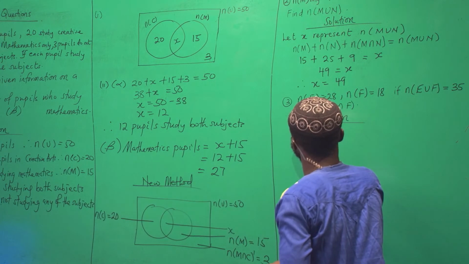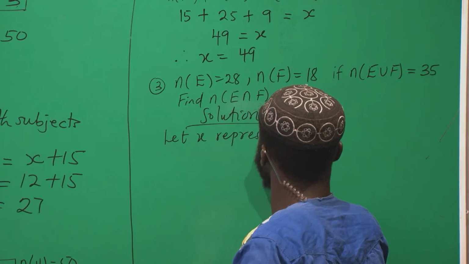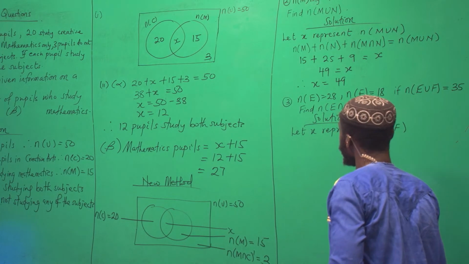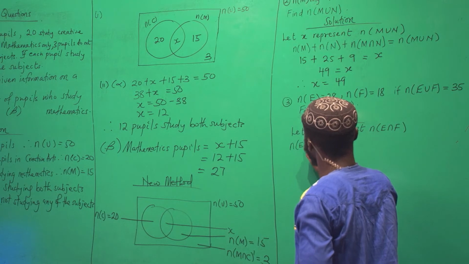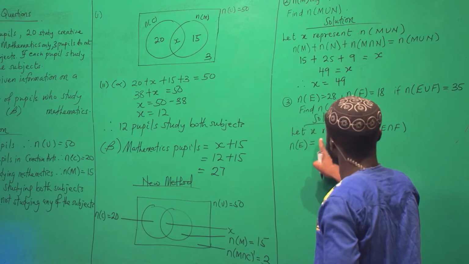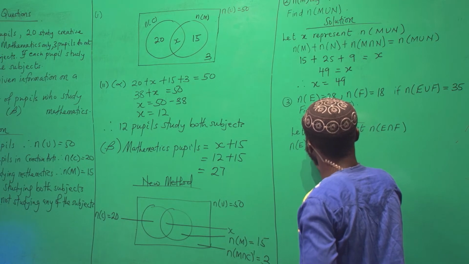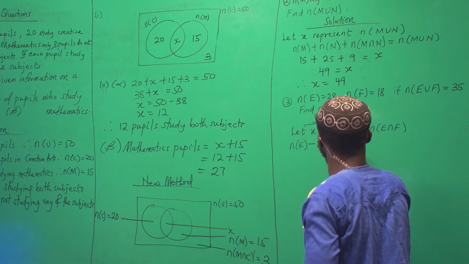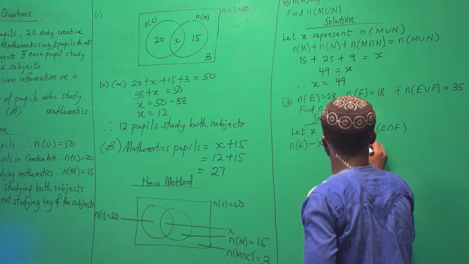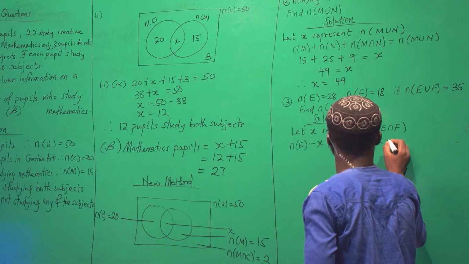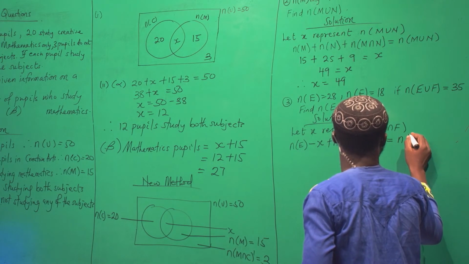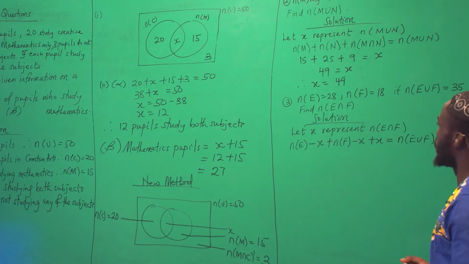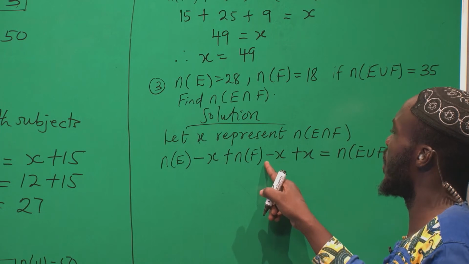Once again, let X represent n of E intersection F. So we know that with a raw type of question, n of E will be minused by the X, then plus n of F minus X, then plus X, which should be equal to n of E union F. That is it. We subtract the X, we add the X, and we subtract the X also here.